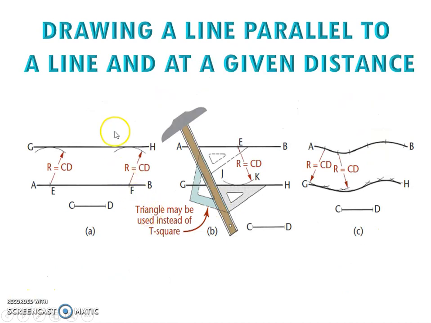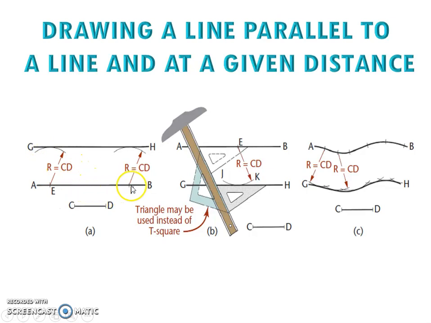Next we want to see the drawing of a line parallel to a line at a given distance. Let's say you are given the R value, meaning the distance between AB and GH, given as CD. So you are given line AB, and you want to draw a parallel line with the distance CD between the lines. We assume that it is the radius, R equal to CD.